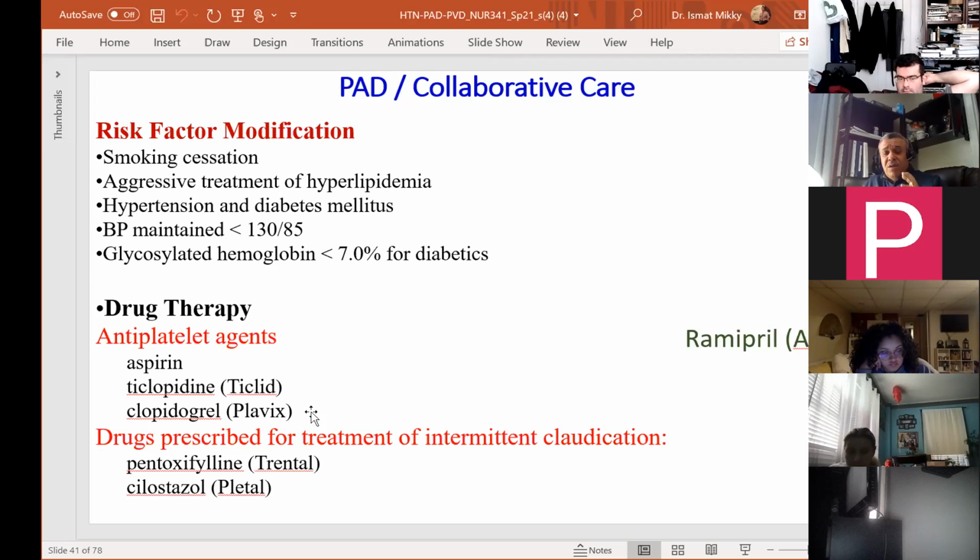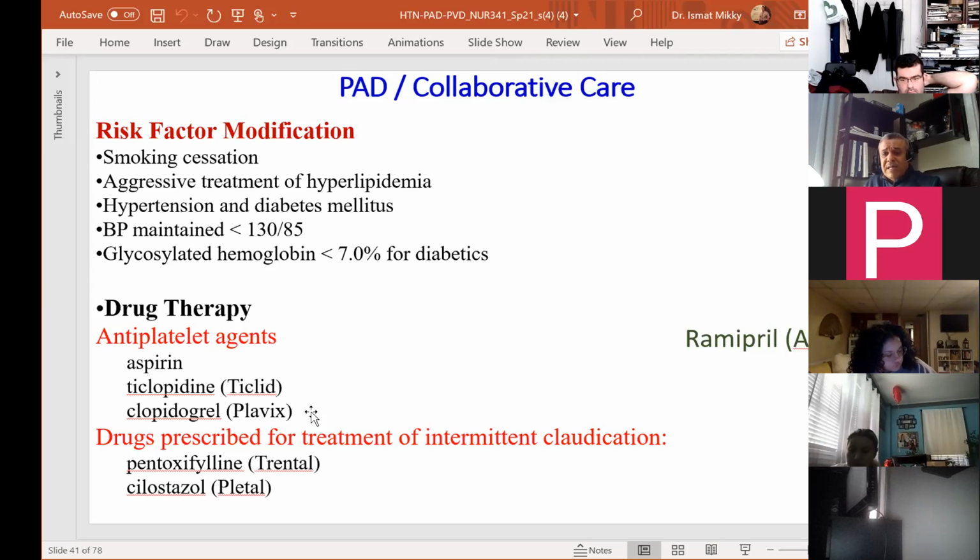Maintain blood pressure less than 130/85, and you can do that by medications, but in addition to sodium reduction in the diet and the DASH diet. Hemoglobin A1C in patients who are diabetic, we should maintain less than 7. Now, drug therapy. So that's the first level of management. Then you go up to the drugs, medications.